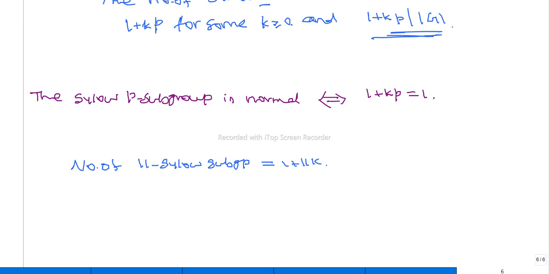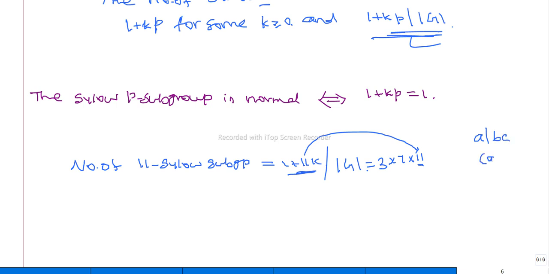How to find that k? Using the condition that the theorem says the number should divide the cardinality of the group. So this number should divide the group order. But we know the group order is 3 times 7 times 11. Now the GCD between these two numbers: this is a multiple of 11, but that number is not a multiple of 11. Therefore the GCD of these two numbers is 1. There is a theorem in number theory: suppose a number A divides the product of two numbers B and C. If the GCD of A and B is 1, then A should divide the remaining number.